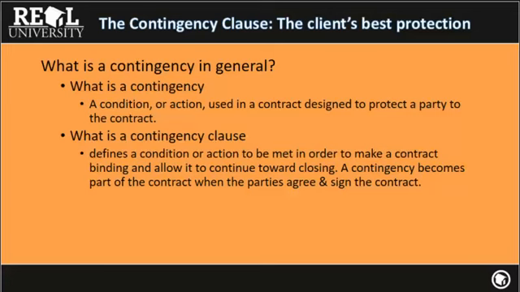Now, the contingency clause defines that condition or action that has to be met to make that contract binding, to allow it to continue moving forward. It's called positive progression towards closing. So there's a clause that has a contingency. That contingency has to be met for the purchase agreement to be in full force. A contingency becomes part of the contract when the parties agree and sign the contract.